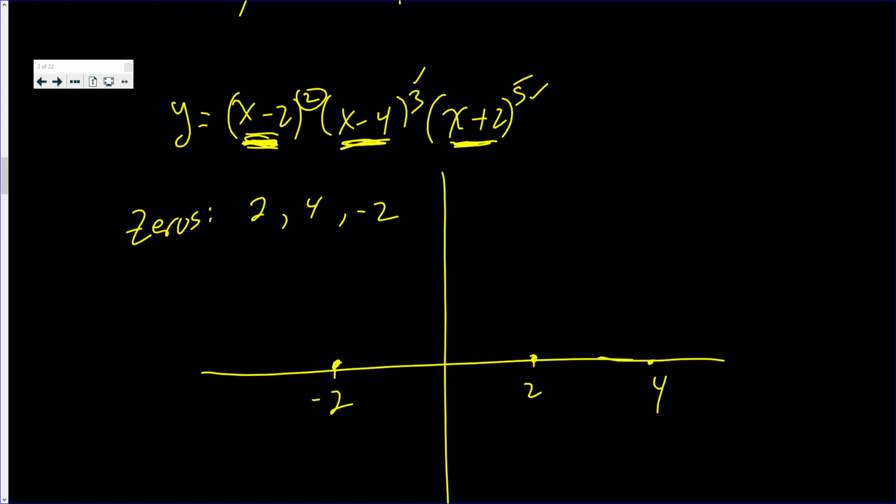And when x is really large, when you square, it's going to still be positive. If you're really large and you take away 4, you'll be positive. If you cube a positive number, you'll get a positive. If you're really large and you add 2, you're a positive number. And a positive number times itself 5 times is positive. So the result is positive. But here's the thing.